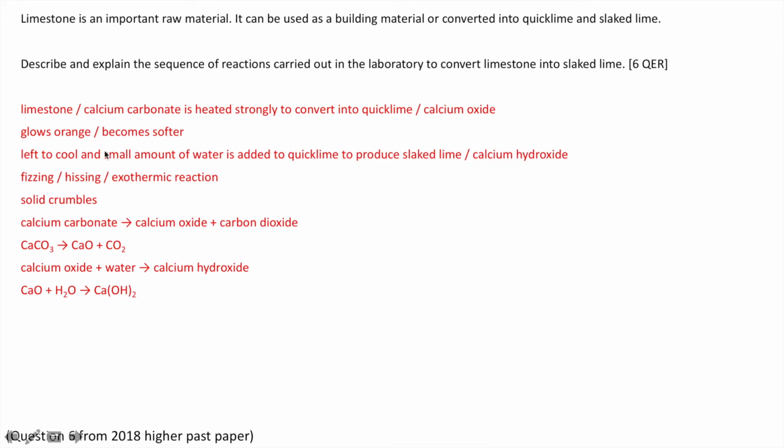The calcium oxide is then left to cool, and a small amount of water is added to the quicklime to produce slaked lime, which is your calcium hydroxide. Now, when this occurs, it's an exothermic reaction, and so you would hear hissing or see some fizzing, and the solid will crumble.